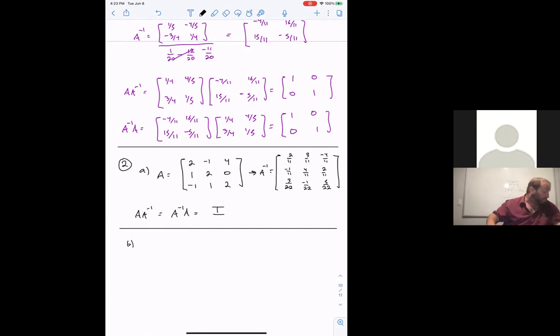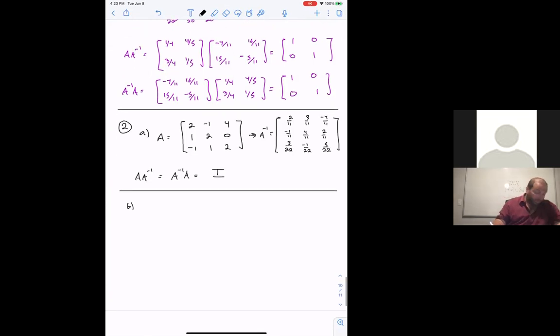Part B, A is equal to 1.2, -2.5, 3.8, -1, 4, 1.5, -0.75, and 1. How do I find A inverse?